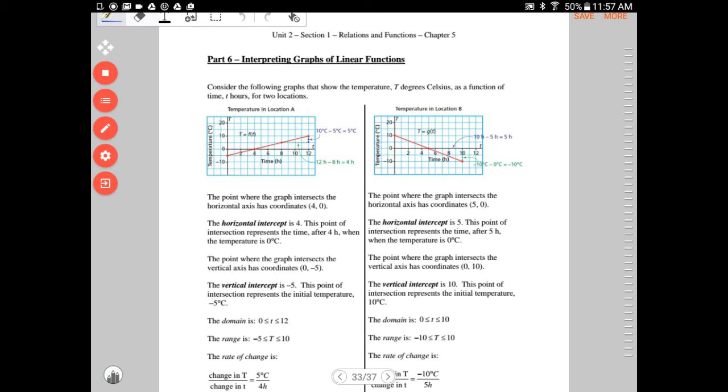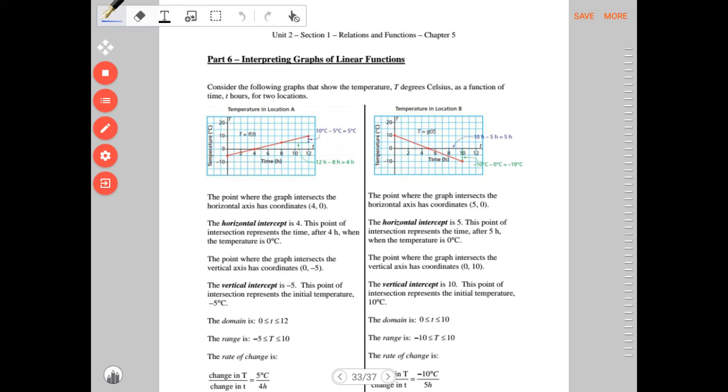Hi everyone, Part 6, Interpreting Graphs of Linear Functions. Consider the following graphs that show the temperature, T degrees Celsius, as a function of time, t hours, for two separate locations. Okay, so the temperature in location A.